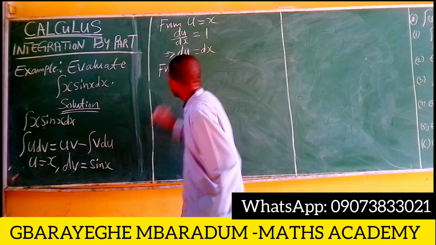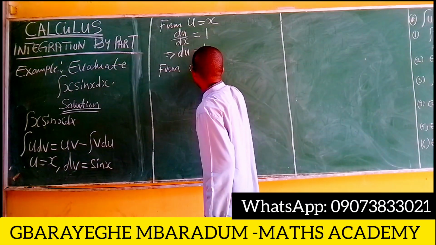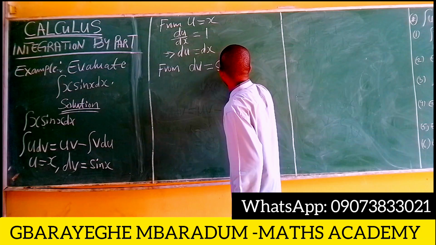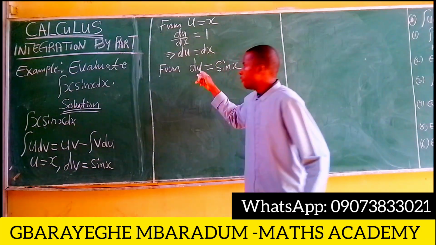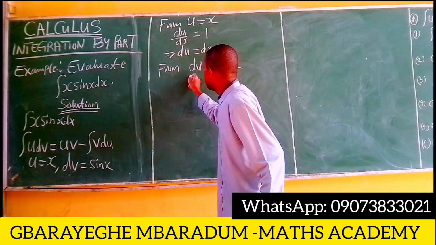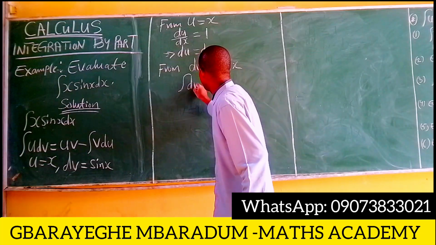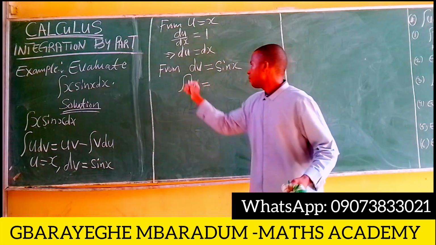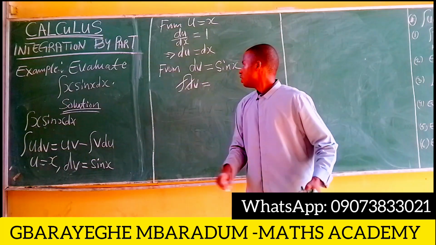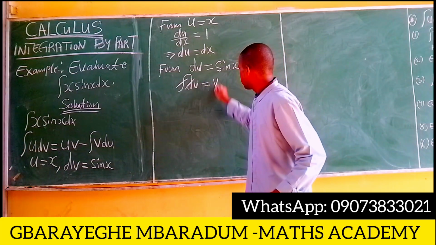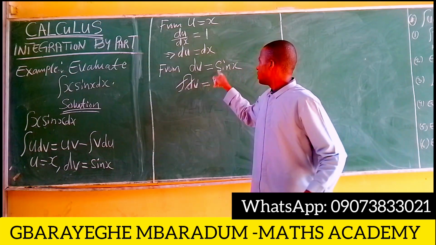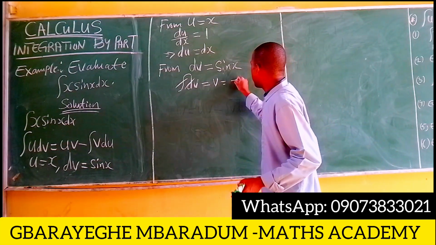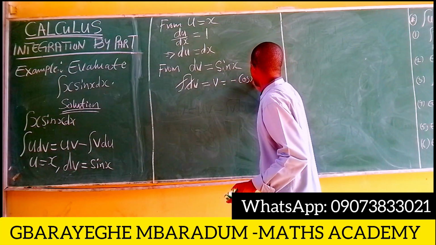So from our dv, you know that our dv equals sine x. For us to get our v, we are going to integrate our dv. Integrate dv, and the integral sign cancels there, so we are going to write v. Now, when you integrate sine x, we are going to have minus cos x.